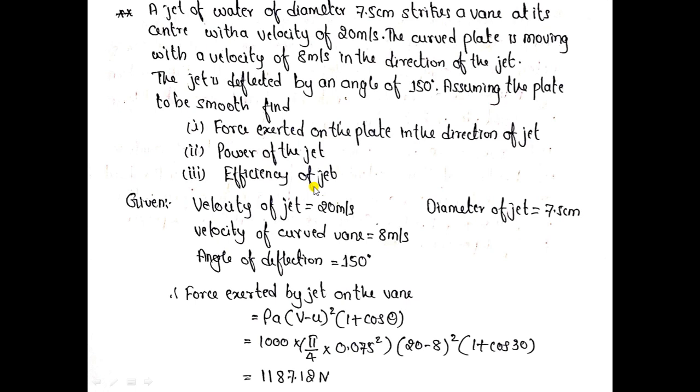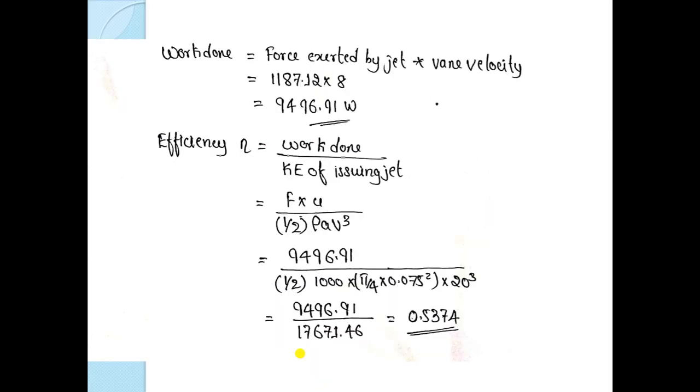So this problem is similar to the previous problem, only the numerical values have been changed. Here the velocity of the jet is 20 meters per second, and the diameter is 7.5 centimeters. So we can find the area of the jet using the formula pi by 4 d square. The force exerted by the jet on the vane is given by the formula rho a into (v minus u) the whole square into (1 plus cos theta). If we substitute all the values, we will get the force exerted as 1187.12 Newton.